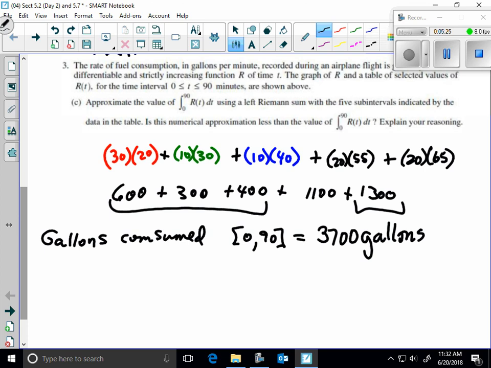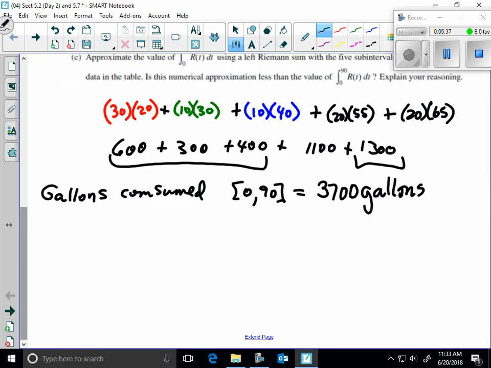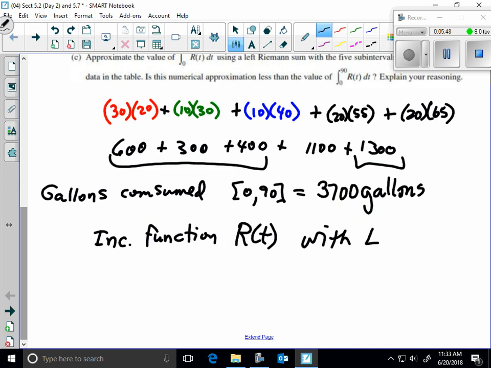Okay, now it asks, is this numerical approximation less than the actual value? Well, let's look at the graph. Looks like it's an increasing function and a left-hand Riemann sum. So since we have an increasing function r of t with a left Riemann approximation, then this would be an underestimate.